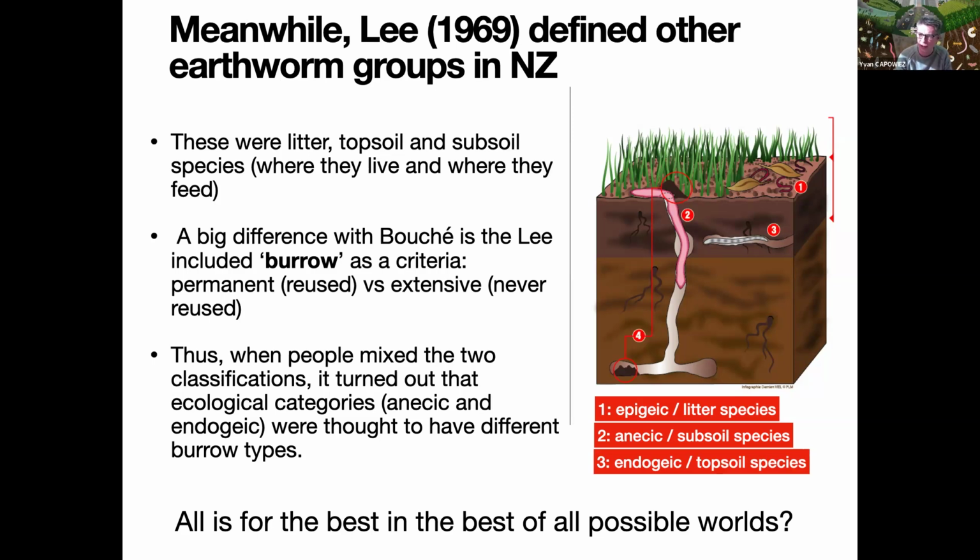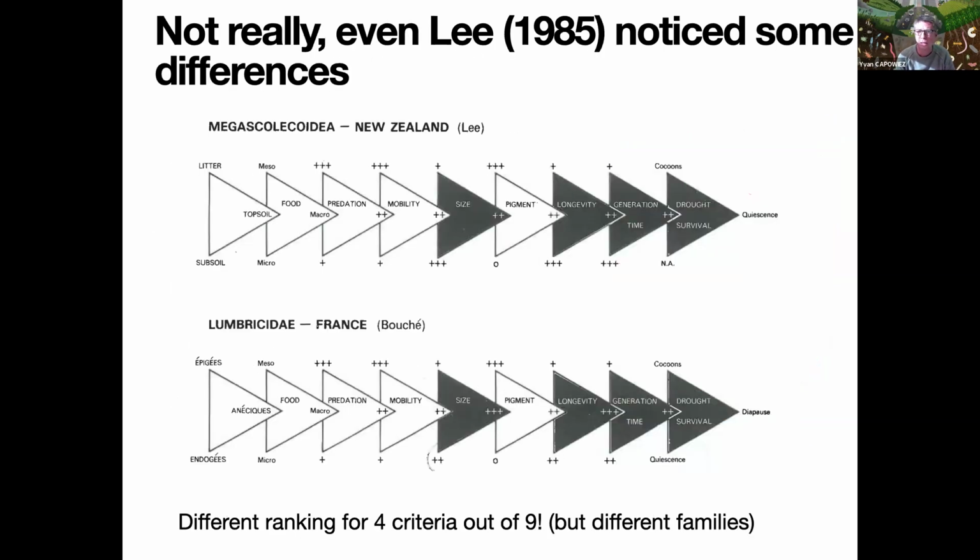After a while, people mixed the two classifications. Marcel won and Lee won, and everybody was thinking that ecological categories made different burrow systems in the soil. So at this stage, perhaps everything is okay. We've got ecological categories, and thanks to Lee, we can understand what they do in the soil. However, it was not that simple. For example, Lee already noted that there were huge differences between the two classifications. I won't go into details here, but the black criteria are not the same between Bouché and Lee. You can see here that at least 4 criteria out of 9 were different.